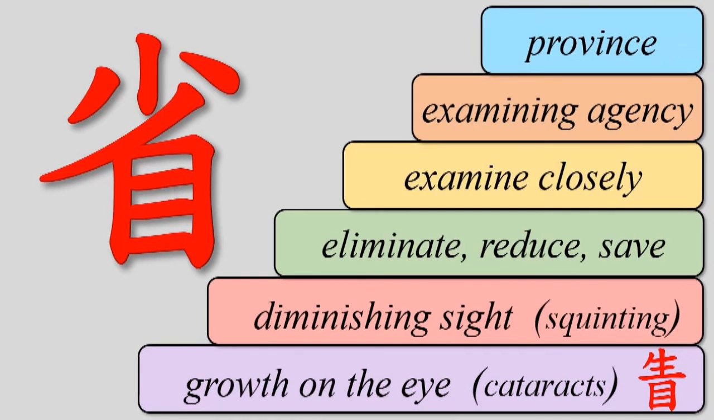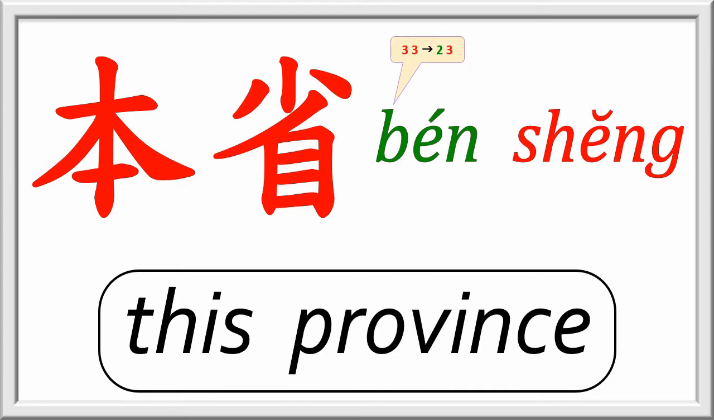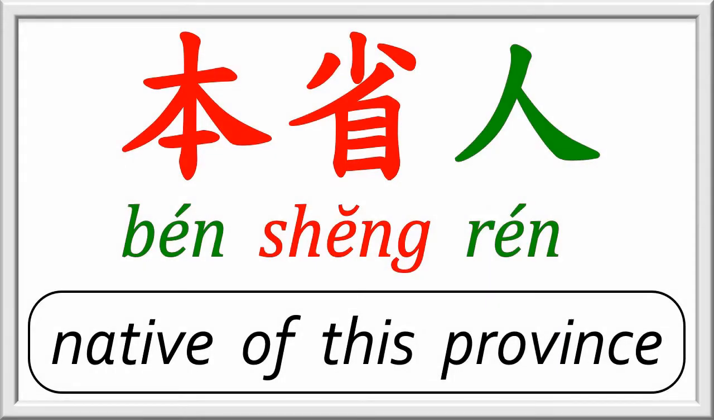That's why I feel it's important to learn the origin of a character, if at all possible. Seemingly unrelated connotations often fall right into place once they're explained. Anyway, for this extended idea of province, the phrase bensheng is often found in news reports referring to the province where a person is currently residing. And a person born and raised in that province would naturally be referred to as bensheng ren. Here is our color chart with today's 7 characters and their correct stroke order.